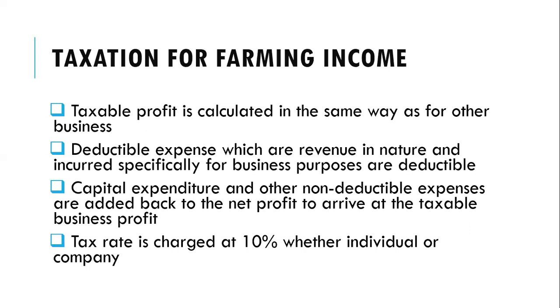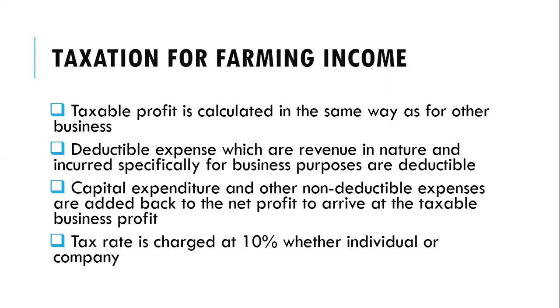Now let's look at taxation for farming income. Taxable profit is calculated in the same way as other business entities. So the way we calculate taxable amounts is the same with farming income. There's no difference. Deductible expenses, which are revenue in nature and incurred specifically for business purposes, are deductible. Capital expenditure and other non-deductible expenses are added back to the net profit to arrive at the taxable business profit. Just the way we did it last time, there's nothing that changes.